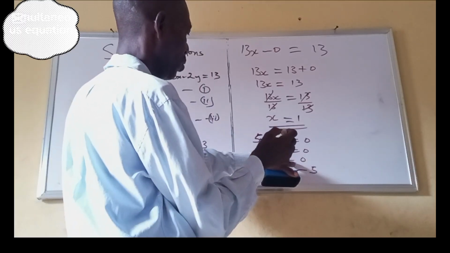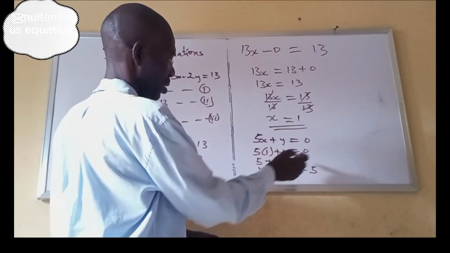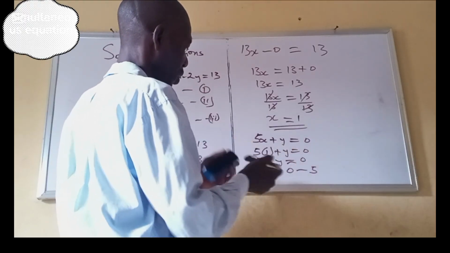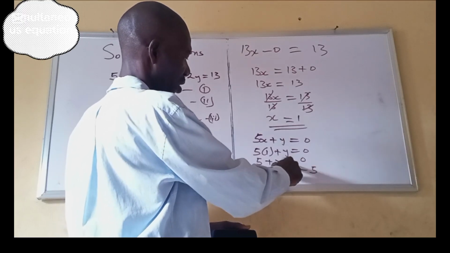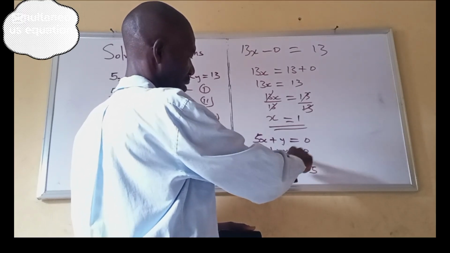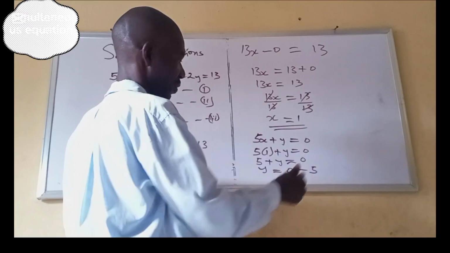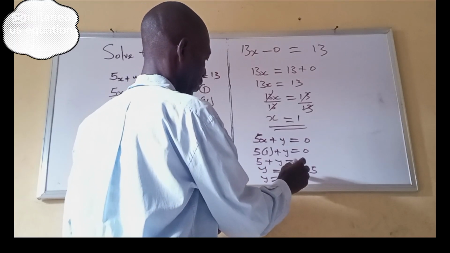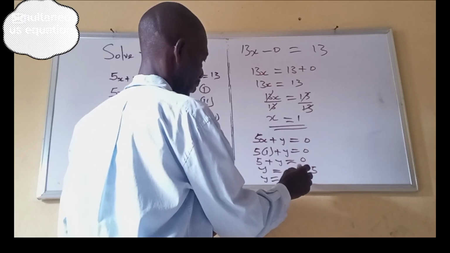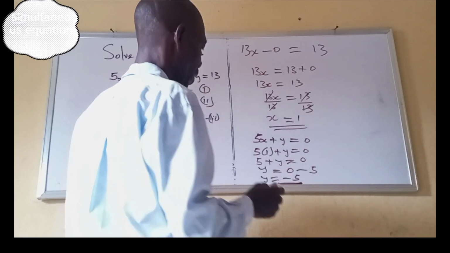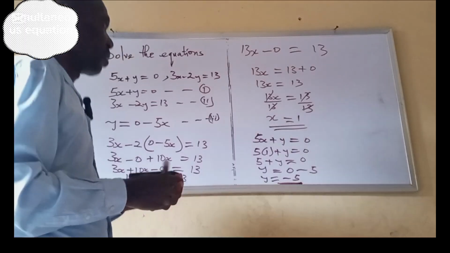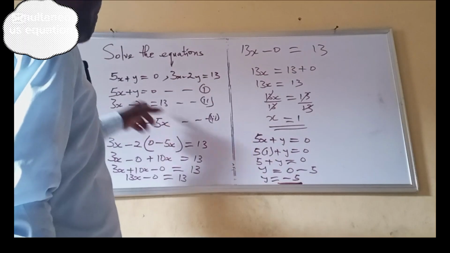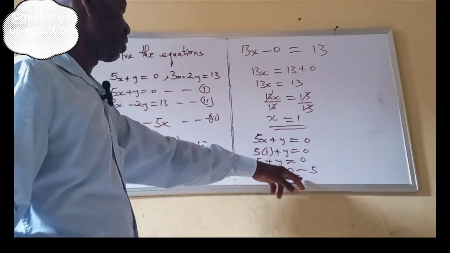5 is crossing this equal sign. That is why it's turning to negative. It is positive here, but because it's crossing this equal sign, that is why it became negative. So our y is equal to minus 5. That is our final answer. So the values now are x is 1 and y is minus 5.